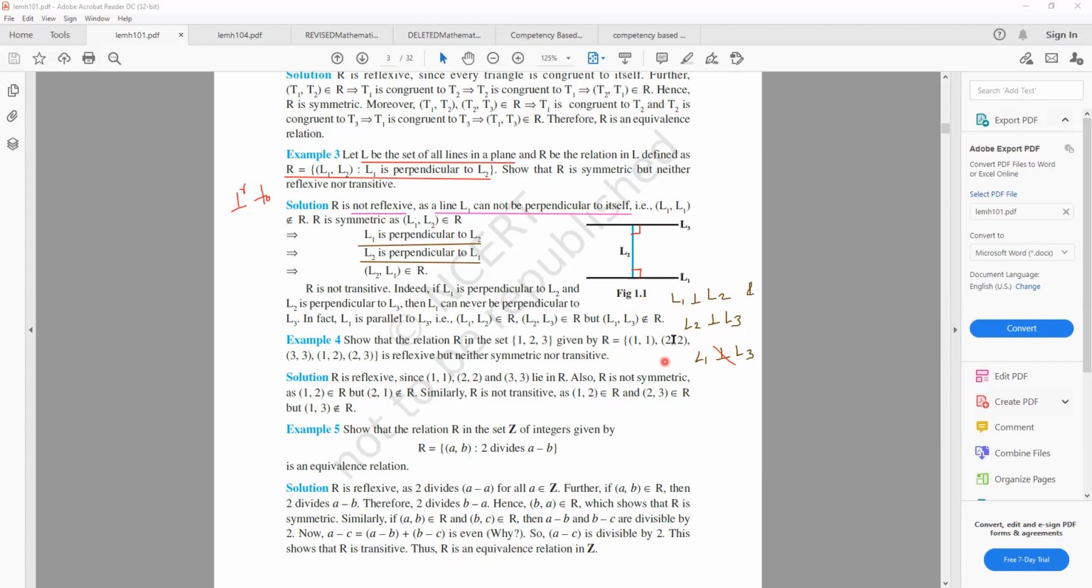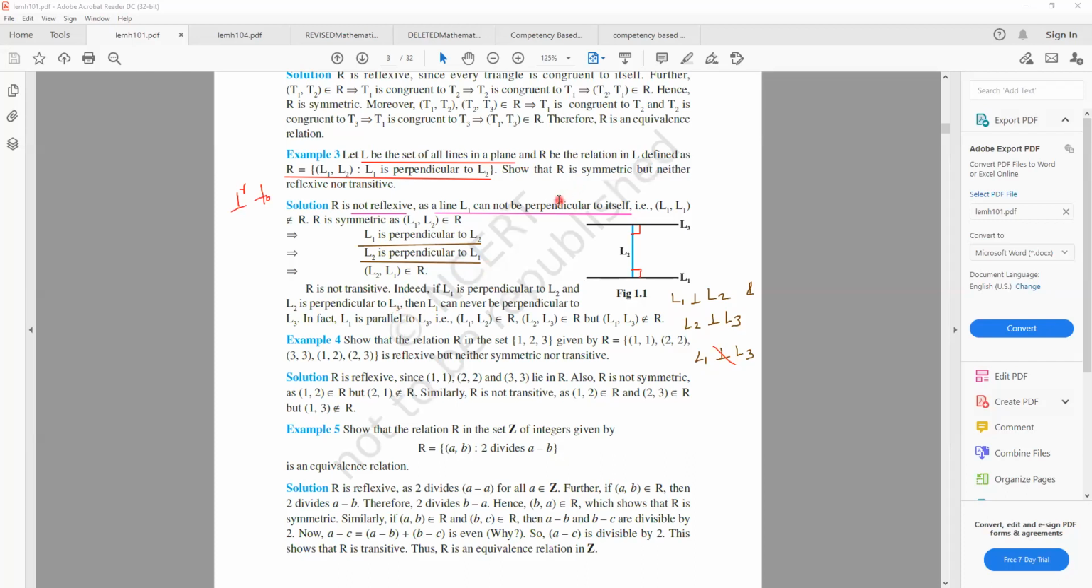So transitivity is not there. So this relation perpendicular to in the set of lines in the plane, this relation is not reflexive, but the relation is symmetric, but relation is not transitive. Question was show that R is symmetric. So it is clear if one line is perpendicular to second line, then the second line will be automatically perpendicular to the first line. So it is symmetric, but it is not reflexive or not transitive.